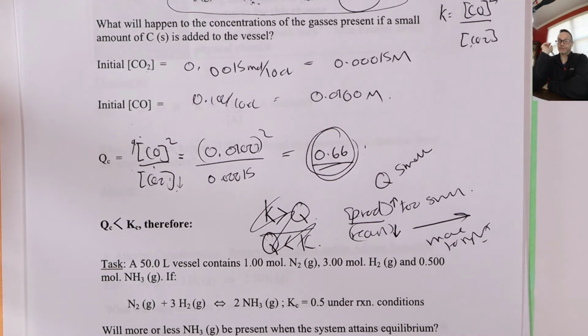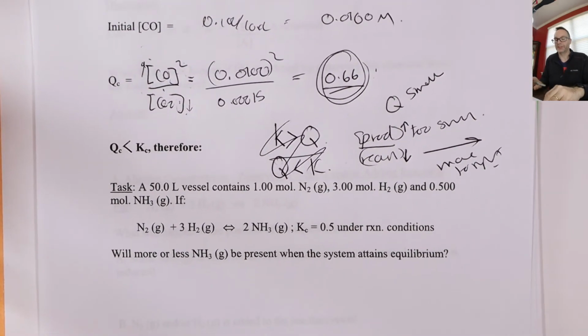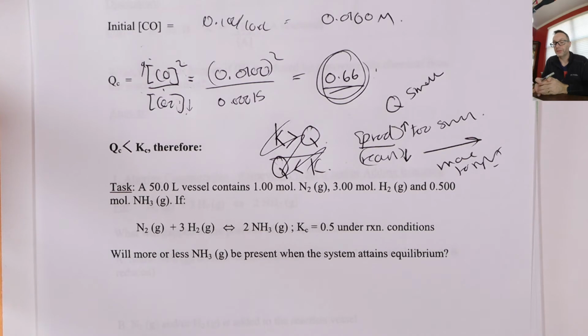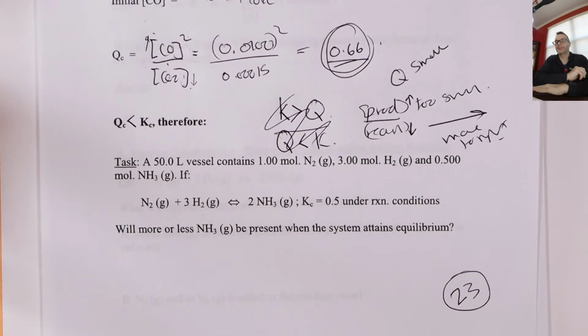Now, try this one. Similar. Again, the math's not too hard. It's that famous Haber one again. Okay, so try this one. When you work out the value of Q, it's 23, and then you compare it. Why don't I give you just a minute to work on that, and I'll come back and solve it.